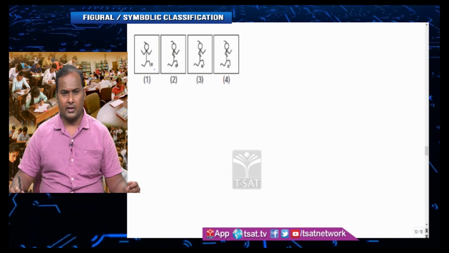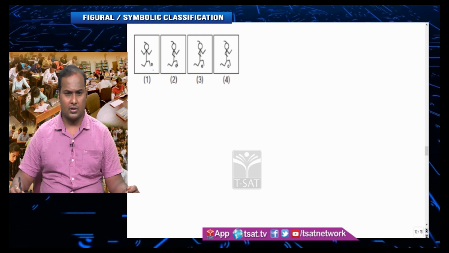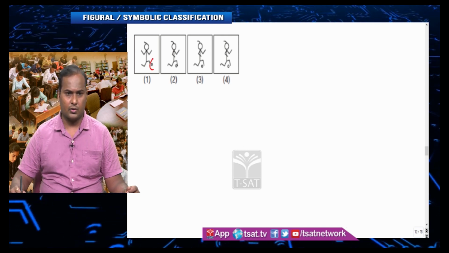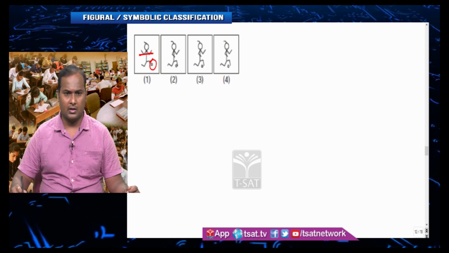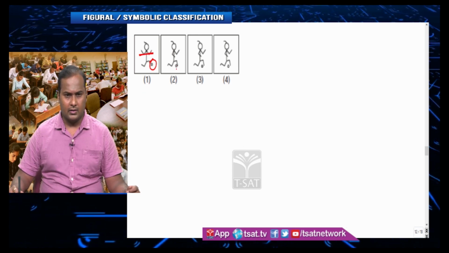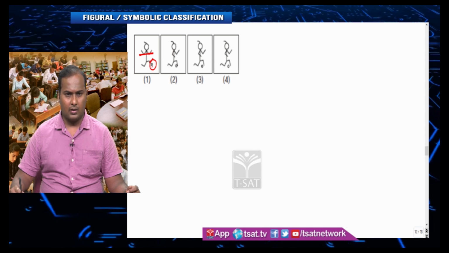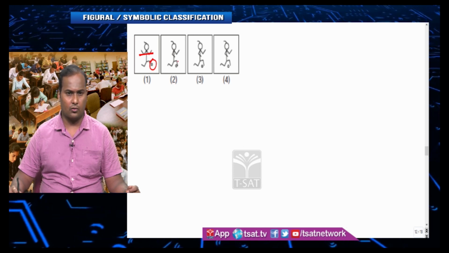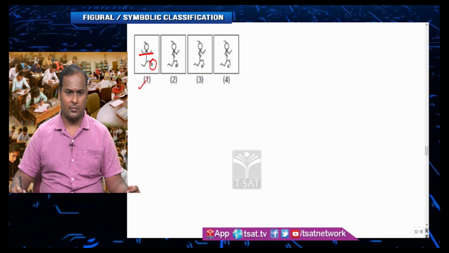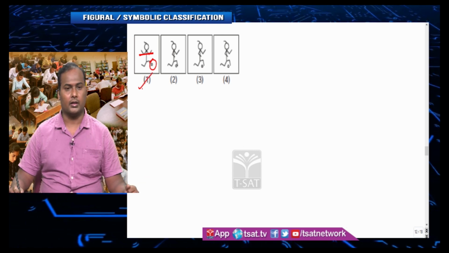What I can observe is 2 things: the position of the ball and the position of hands. So 2 things are changing. In figure 1, the ball is in front of the leg. In figure 2, the ball is before the leg. Here also before the leg, here also before the leg. So your answer is option 1. Directly I can get the answer.